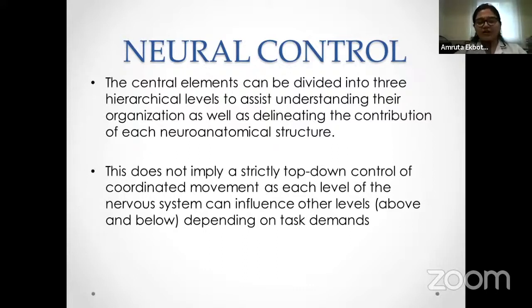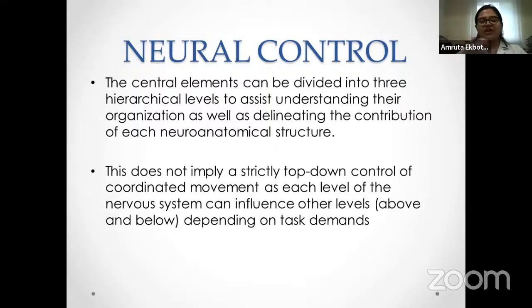So here, in relation to coordination, the central elements are divided into motor cortex, basal ganglia, and cerebellum, and there are no peripheral elements. So the neural control for coordination is carried out by the central elements. Okay, they are divided into three hierarchical levels to assist understanding their organization as well as delineating the contribution of each neuroanatomical structure. Even though they are defined as three hierarchical levels, it is not necessary that the approach is always going to be from the higher centers to the lower centers.